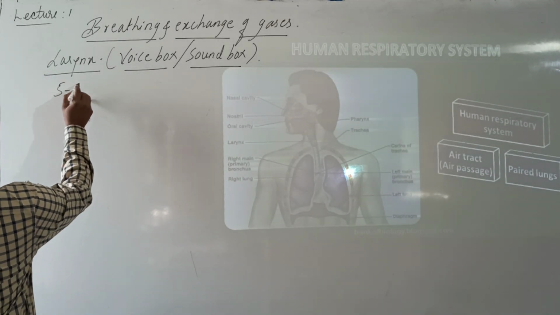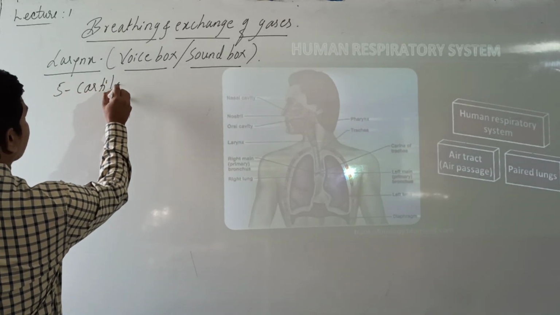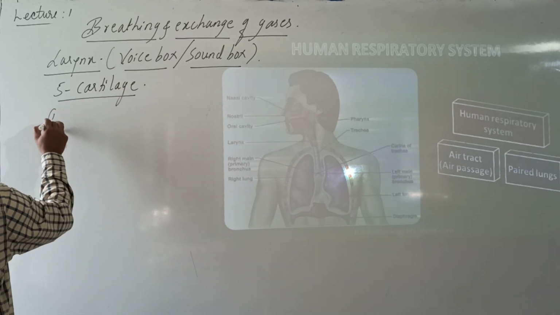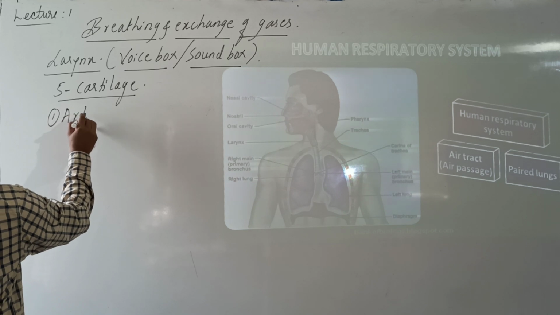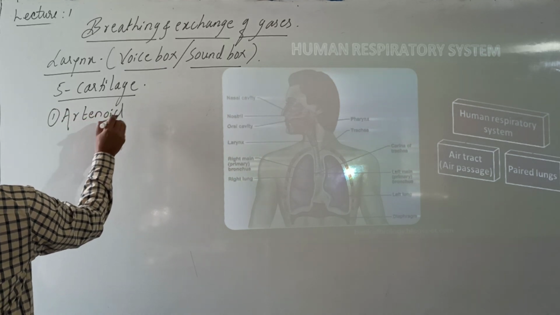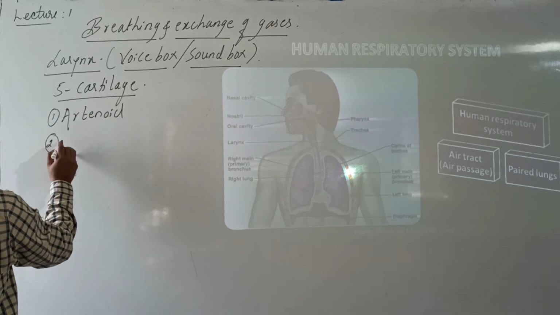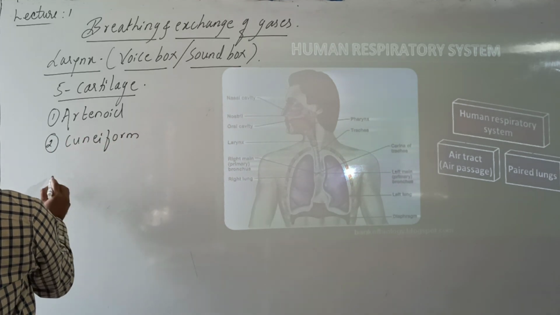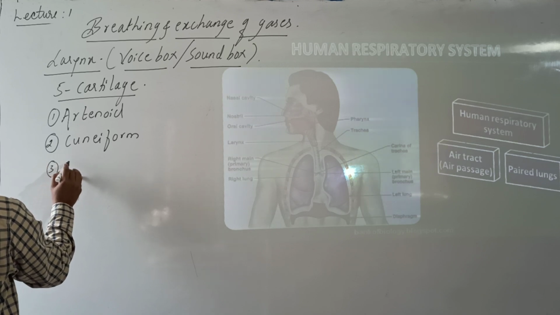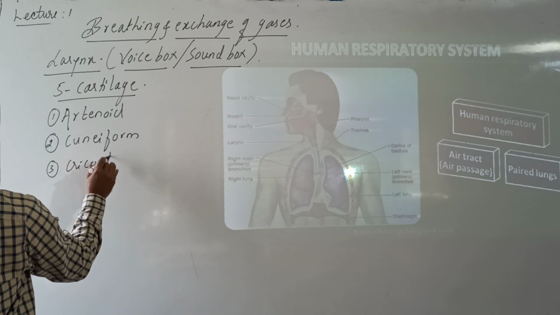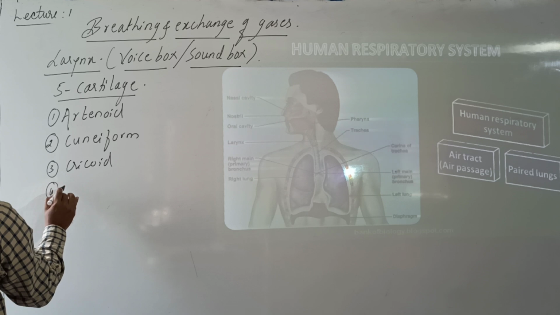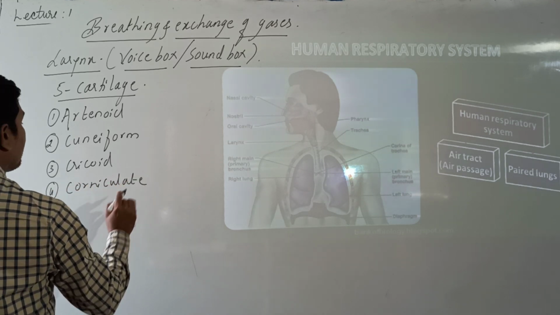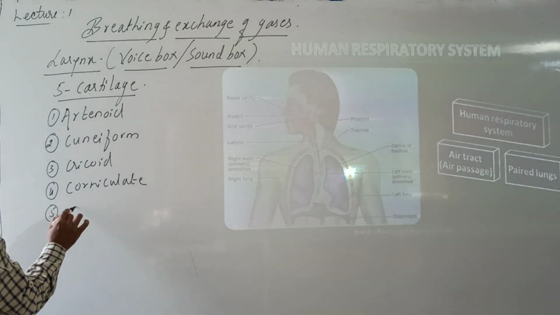It is made up of 5 cartilages, and those include the arytenoid cartilage. Second is the cuneiform cartilage. Third one is the cricoid cartilage. Fourth one is the corniculate cartilage. Fifth one is the thyroid cartilage.